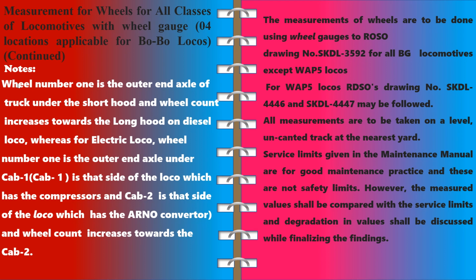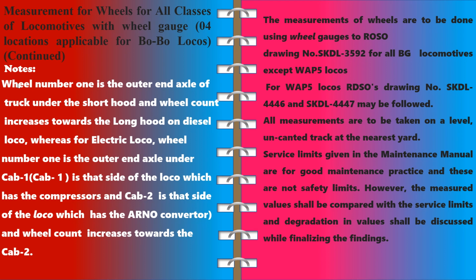So there are 2 types of locomotive. One is diesel locomotive. So the numbering as stated in this paragraph is that from short hood, the end axle is axle number 1, followed by axle 2, axle 3, axle 4 towards long hood side.